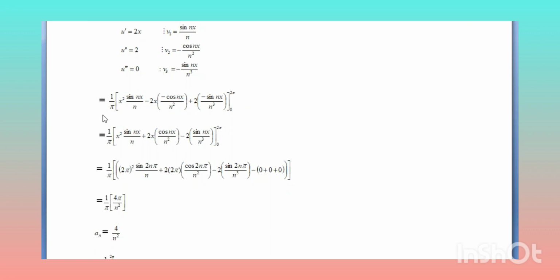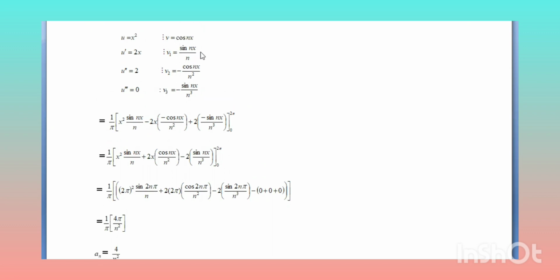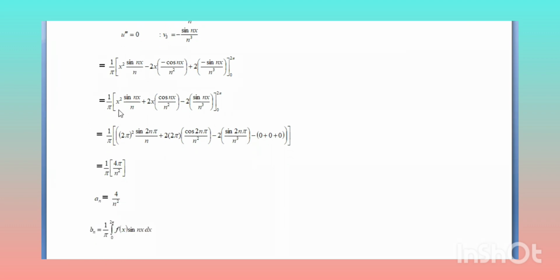So 1 divided by pi into u v1. U is x square, v1 is sin nx by n, minus u dash v2: 2x, v2 is minus cos nx by n square, plus u double dash 2, v3 minus sin nx by n cube. Limit is 0 to 2 pi. So 1 divided by pi, x square sin nx by n minus 2x times minus cos nx, which will become plus 2x cos nx by n square, minus 2 sin nx by n cube.